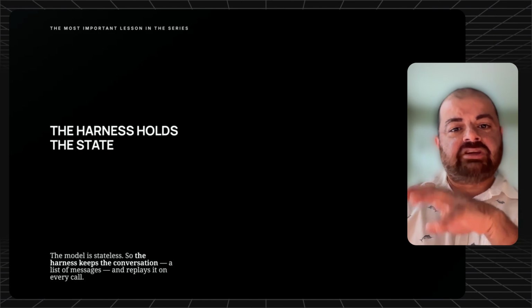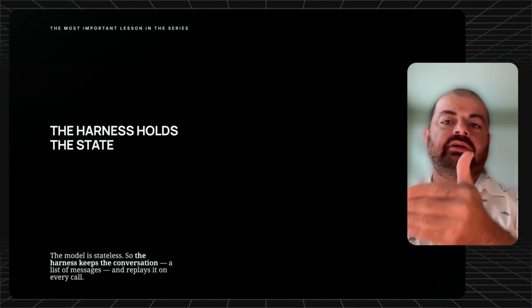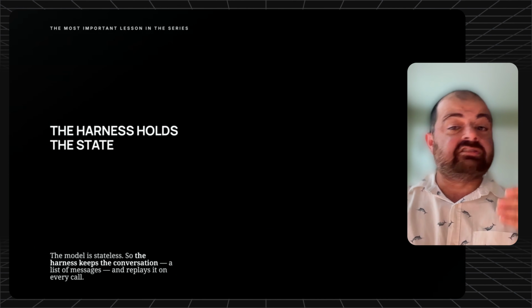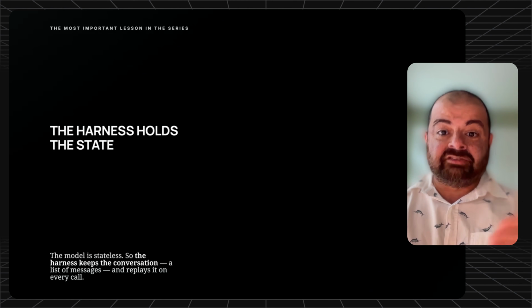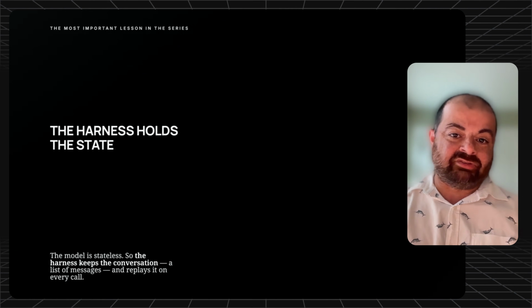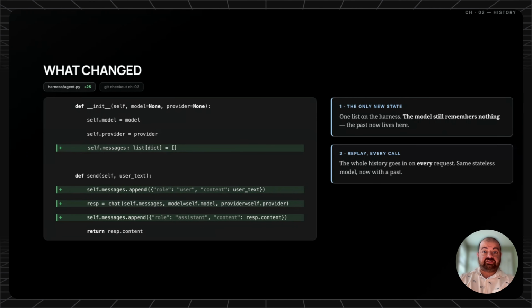So in the last chapter, it forgets the instant it answered, and chapter 2 is to fix that. And honestly, this is the single most important idea in the whole build. The model is stateless, so the harness keeps the conversation and replays it on every call. And so it's just a list. We gave the agent a self.messages list, and every turn we append the user's message, then send the whole list and append the reply as well.